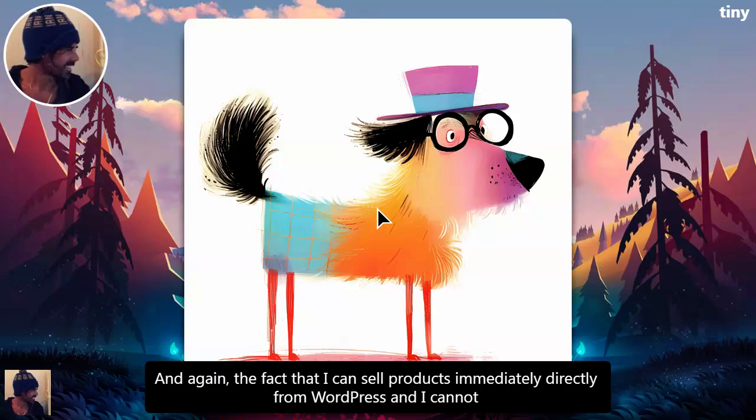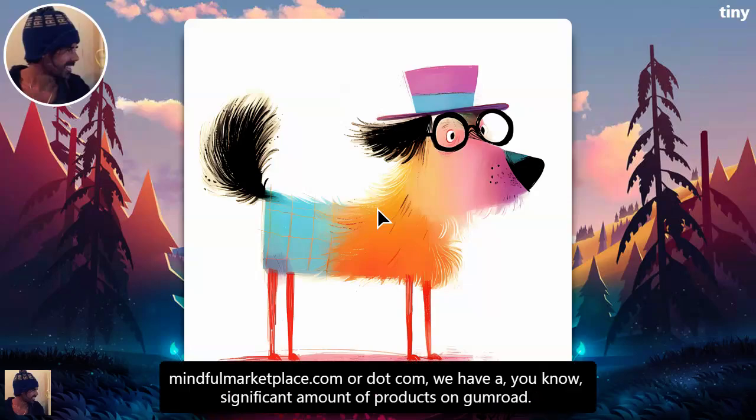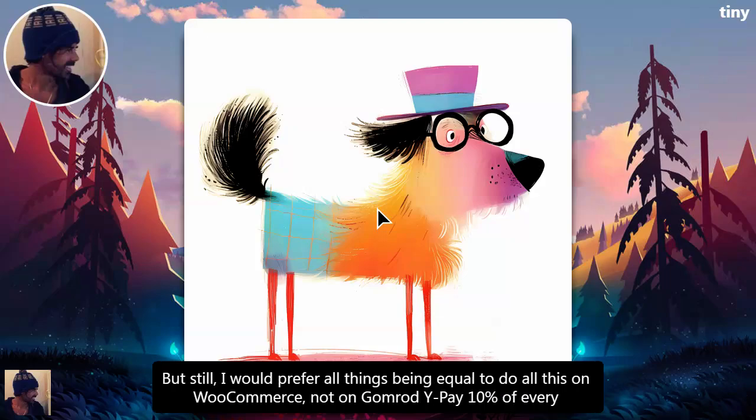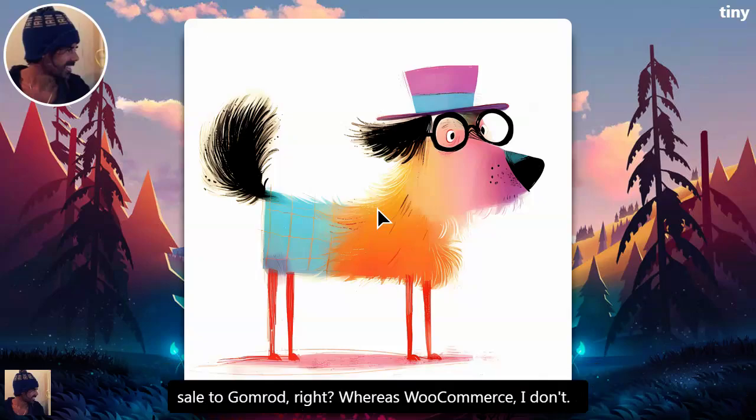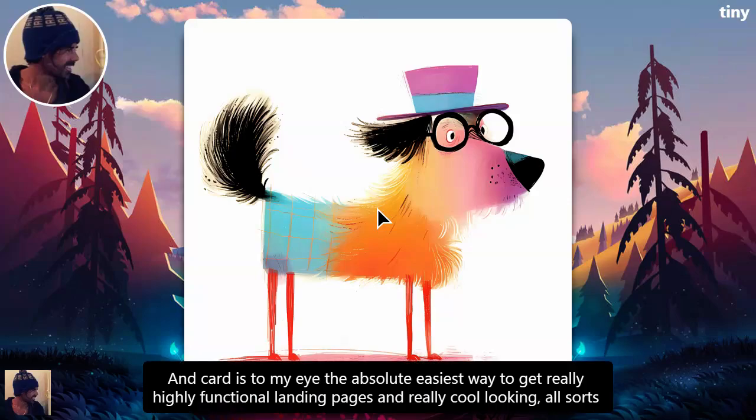And again, the fact that I can sell products immediately directly from WordPress, and I cannot do that on Framer, I need to have a Gumroad integration. And you can see, if you go to mindfulmarketplace.gumroad.com, we have a significant amount of products on Gumroad, but still I would prefer, all things being equal, to do all this on WooCommerce, not on Gumroad, where I pay 10% of every sale to Gumroad, right? Whereas WooCommerce, I don't.